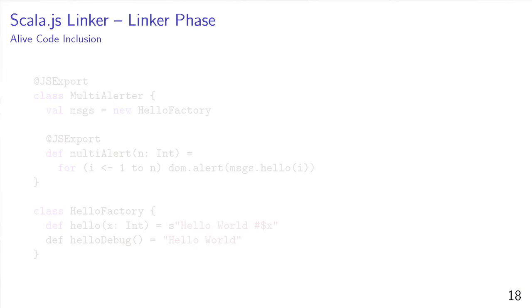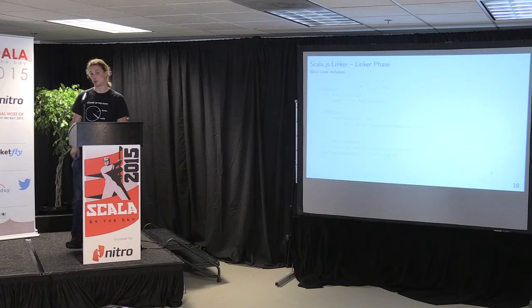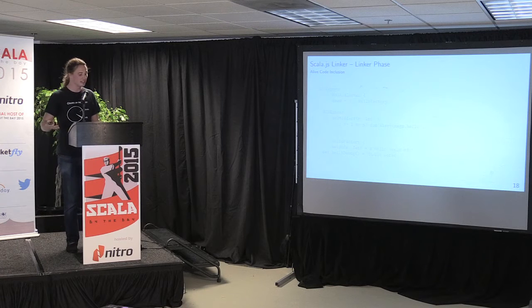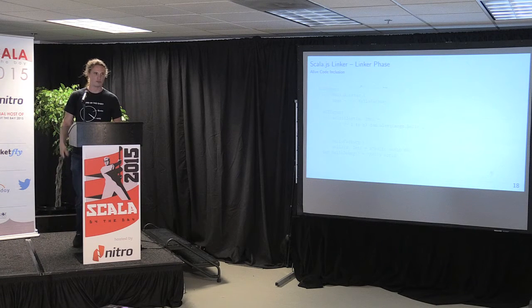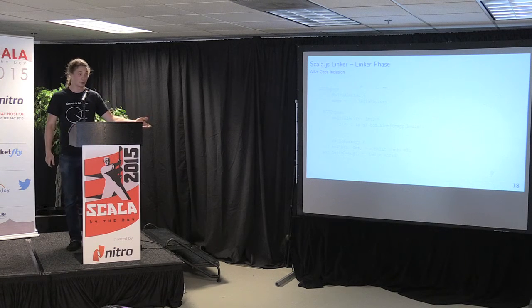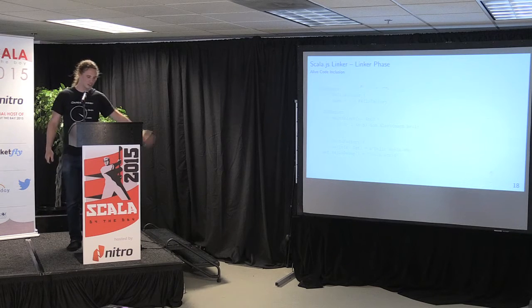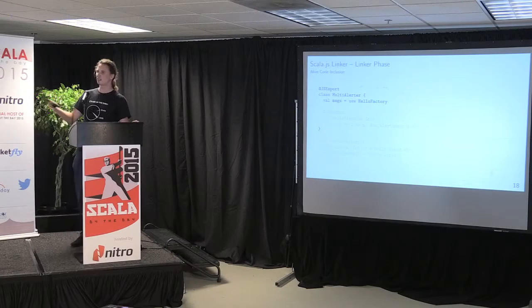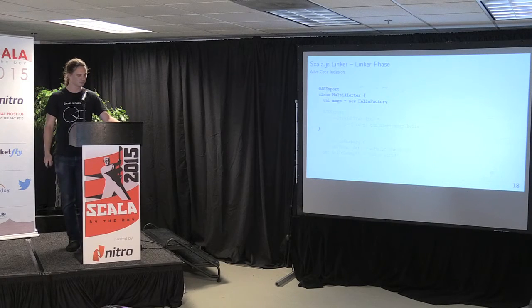The linker phase is the phase we use to call dead code elimination. Now, in time, we have realized this is actually much more alive code inclusion than dead code elimination. So what it does, it's looking at the entry points of the Scala.js code. So these are the exported things. And it looks at everything that is reachable from there. So from our original example, we have an export here, right? That the multi-alerter class is exported. So, oh, OK, the multi-alerter class is exported, so it's reachable. All right. If the class is reachable, that means its constructor is reachable.